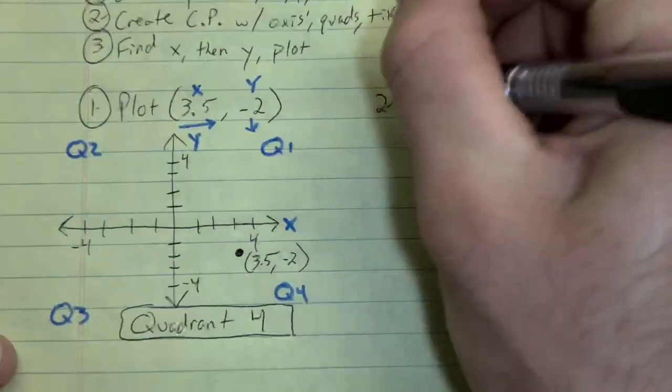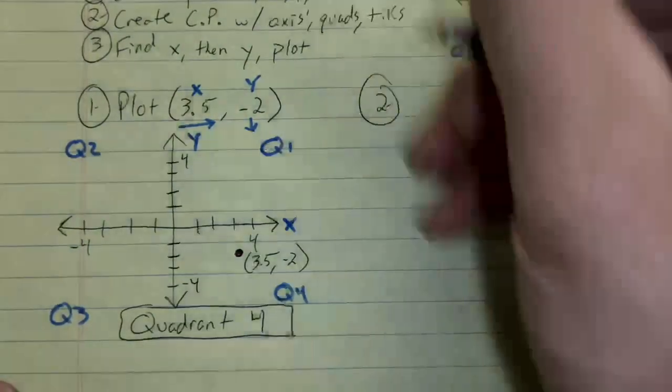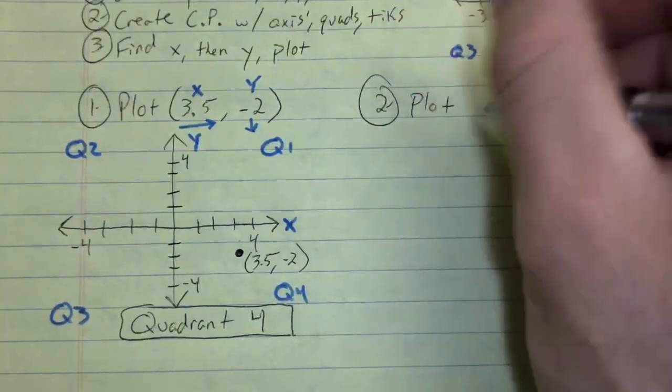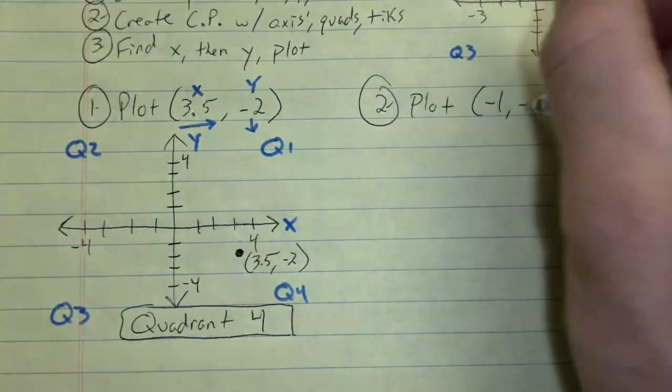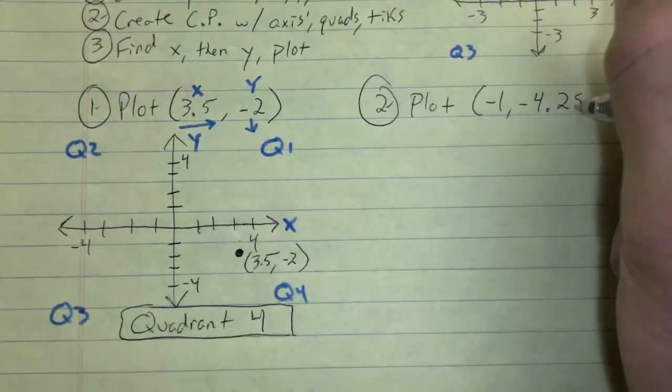Number 2 is plot negative 1, negative 4, and 25/100.